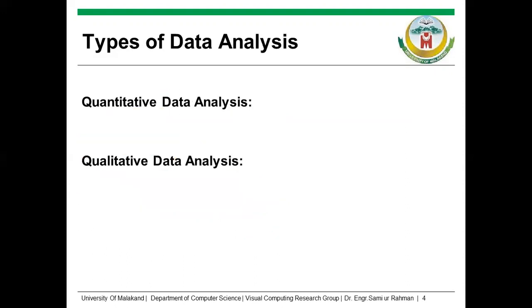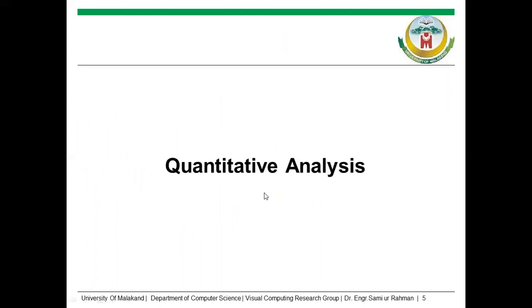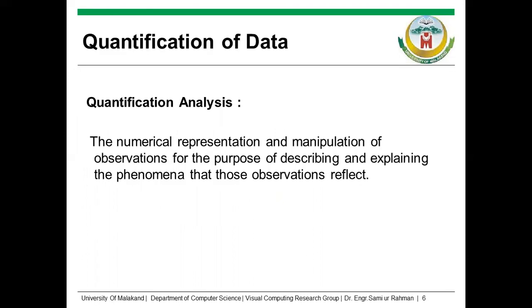Okay, now data analysis. So we have two types of data analysis: quantitative data analysis and qualitative data analysis. So quantitative data analysis is converting quantitative data into information, and qualitative data analysis is converting qualitative data into information. This is simple. Okay, now we start with quantitative data analysis.